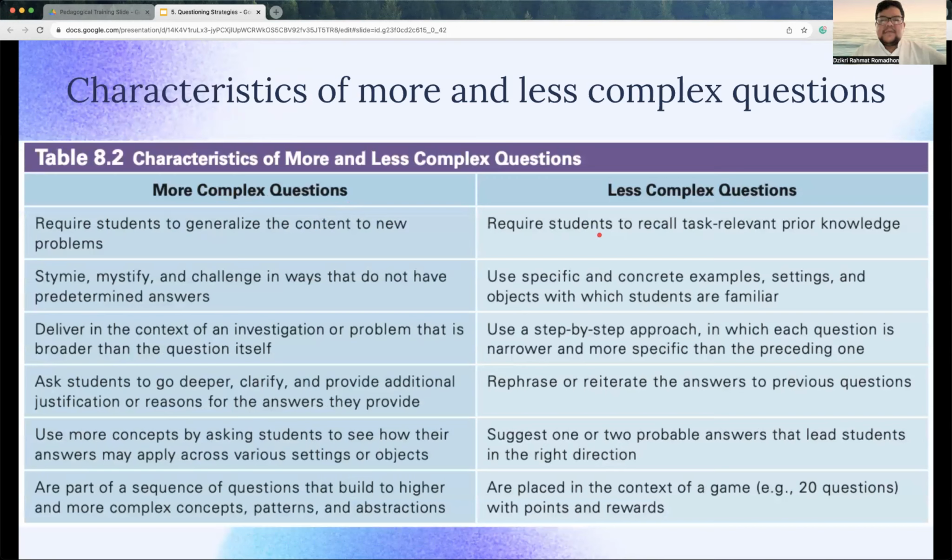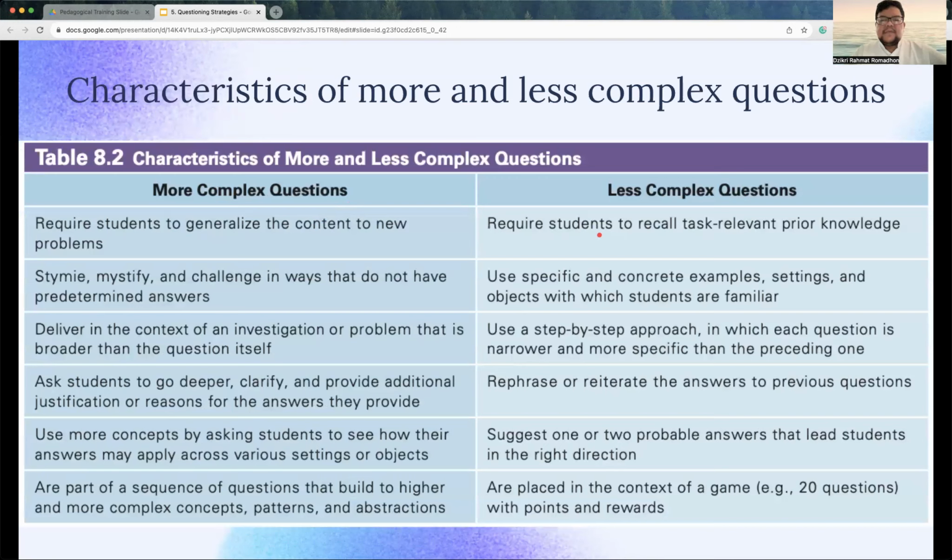Next, the most complex questions stymie, mystify, and challenge in ways that do not have predetermined answers. So these are open-ended questions, where you can formulate any answer that the student can think of, and the student can answer in different ways. While the less complex questions use specific and concrete examples, settings, and objects with which students are familiar, which is a very specific type of condition they know.